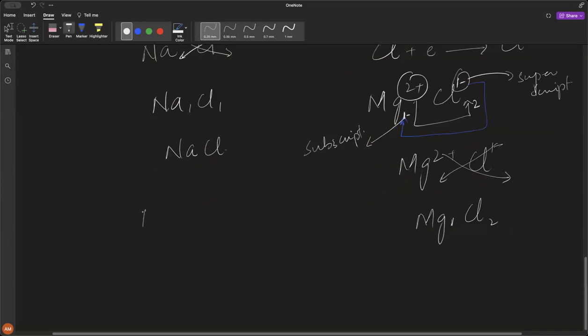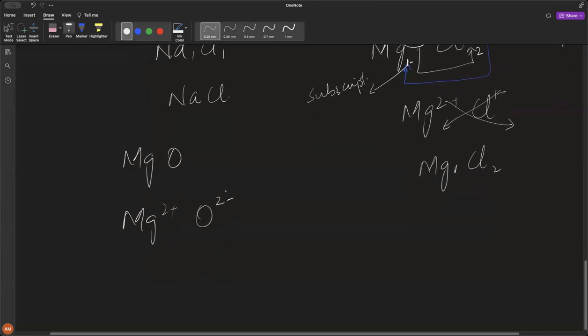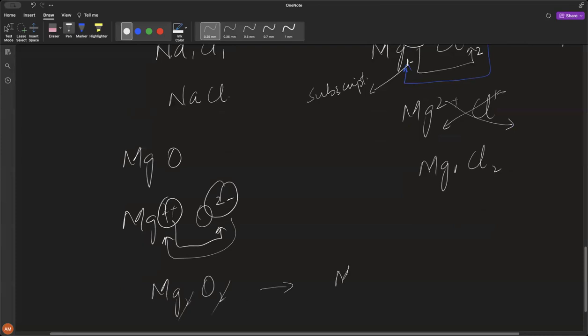Let's say MgO, magnesium oxide. So magnesium is 2 plus. Oxygen is 2 negative. You need to bring this here and you need to bring this here. So it becomes Mg2 and O2. The 2 and 2 cancel out and it becomes MgO, 1 1, or you don't need to write 1 1. Did you get it?